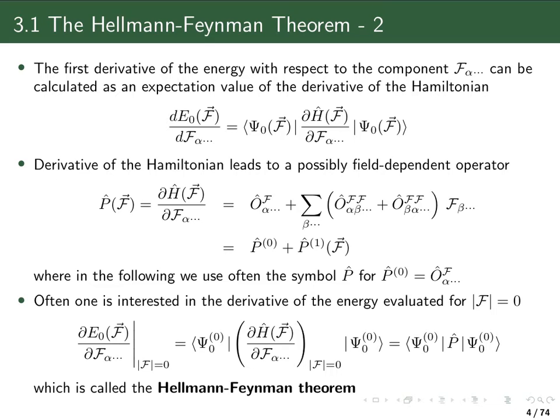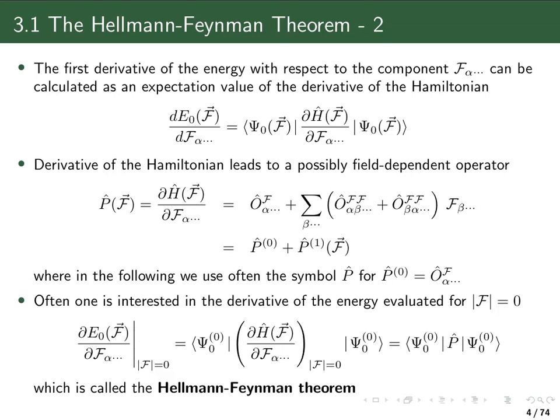Now let's look at this derivative of the Hamiltonian a bit more. I want to call this derivative P. This is going to be an operator, and I want to call this operator P to associate it with the fact that we will see in later chapters that we can define many properties as derivatives of the energy with respect to some components of some kind of field. So in order to make this association more clear, I call this operator P.